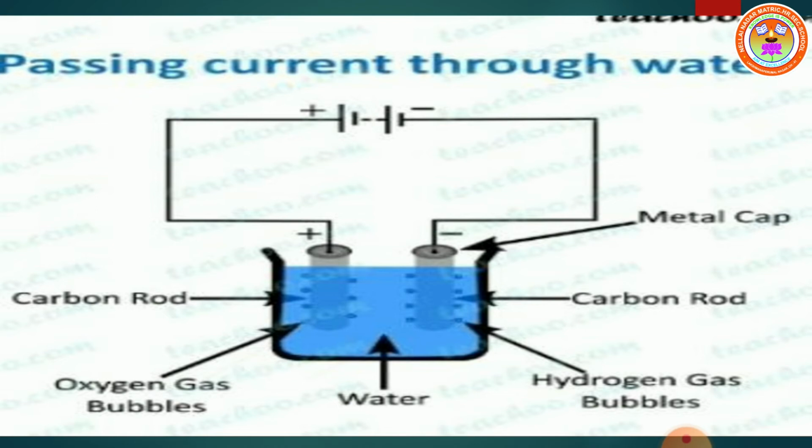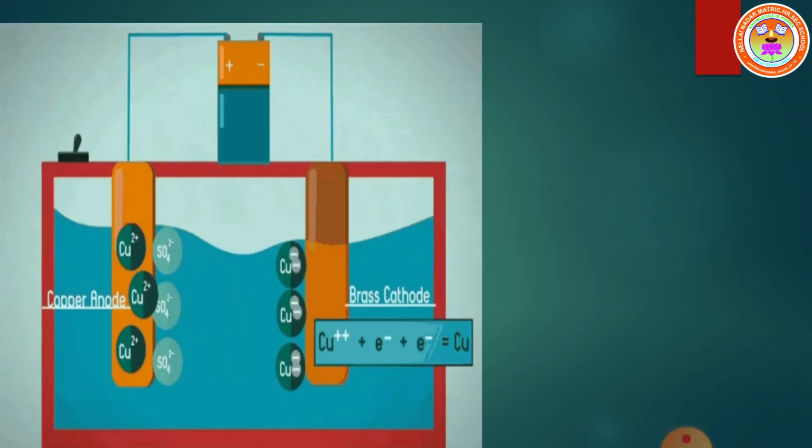Electrolysis has a number of applications. It is used in extraction and purification of metals. The most general use of electrolysis is electroplating.